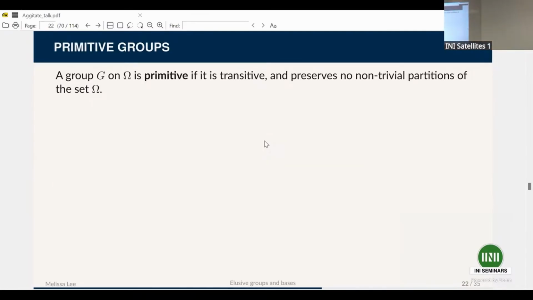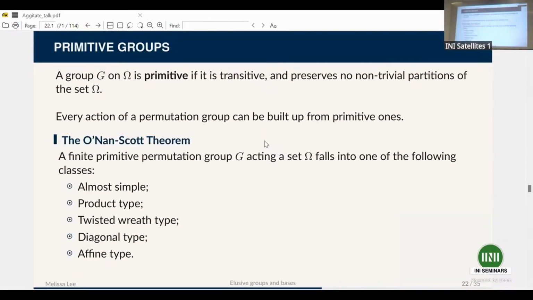Quick detour into primitive groups, just in case we've forgotten. So a group is said to be primitive if it's transitive. So again, we're able to map from any point to any other point, and it preserves no non-trivial partitions of the set that we're acting on. And the nice thing about primitive ones, as I said, is that every permutation group we can build up from primitive ones in some way. And primitive groups are also very nice because we have this O'Nan-Scott theorem that Cheryl also talked about yesterday, which classifies them into different actions for us. So if we're interested in exploring primitive groups, we can look at them in each of these categories here.